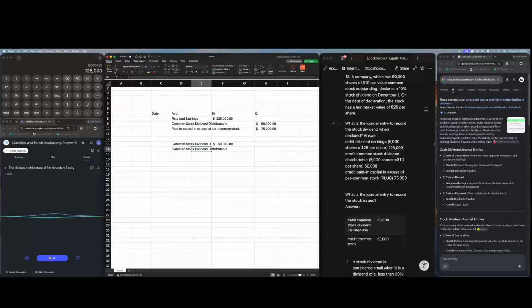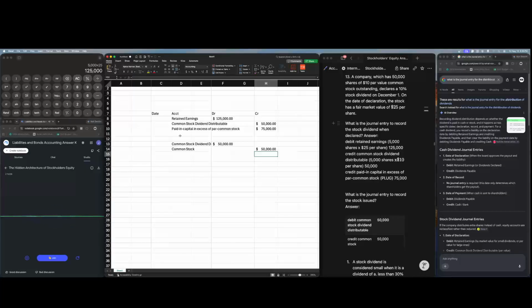So what does this all mean for that leftover $75,000 you mentioned? Well, what's fascinating here is that the $75,000 was already handled on the declaration date. Right, because we did that big debit to retained earnings for the full $125,000. Exactly. Since we only credited the distributable account for par, we needed a balance right away. We use that plug figure to bridge the gap immediately. We credited paid-in capital in excess of par for that remaining $75,000 on day one.